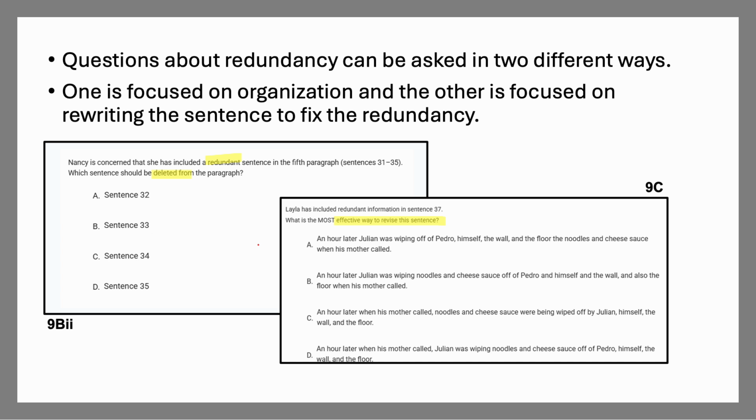Questions about redundancy can be asked in two different ways, not just the one we saw previously. One is focused on organization, and the other is focused on rewriting the sentence to fix the redundancy. In that first one, you'll see it's just an extra sentence, right? I'm going to take out the sentence. For this one, we're looking at the most effective way to revise the sentence, and you see different sentence examples. A lot of the time, you're going to be looking for redundant words, so words that show up multiple times, or multiple verbs when you don't need them. We're going to see an example of that. But here you're going to take out a full sentence. On these types, you're going to really look at your word usage and where certain things are repetitive.